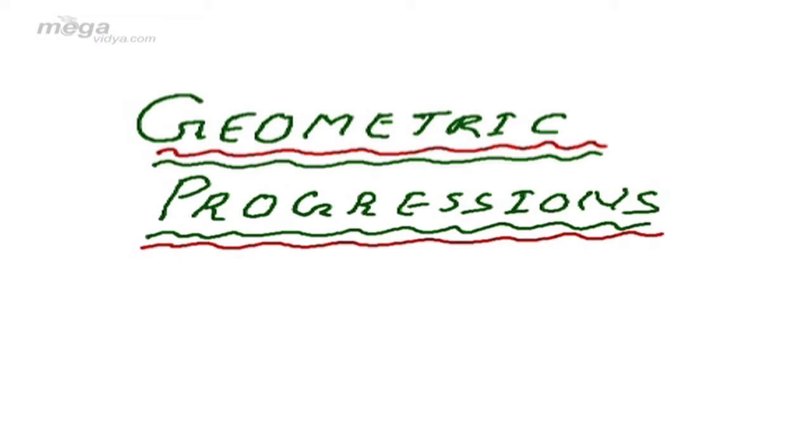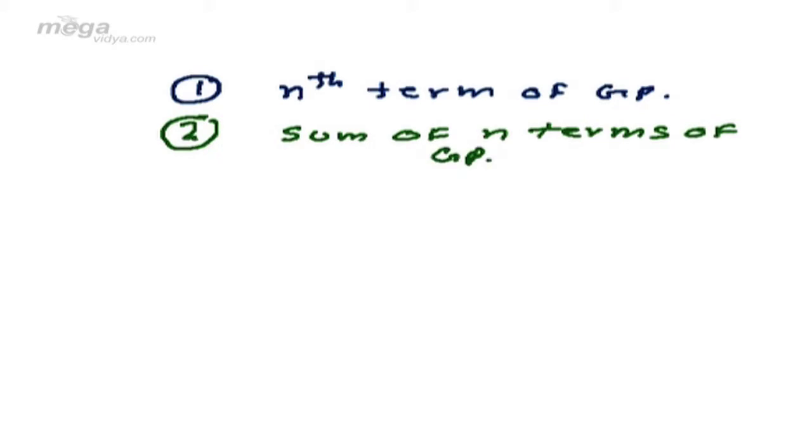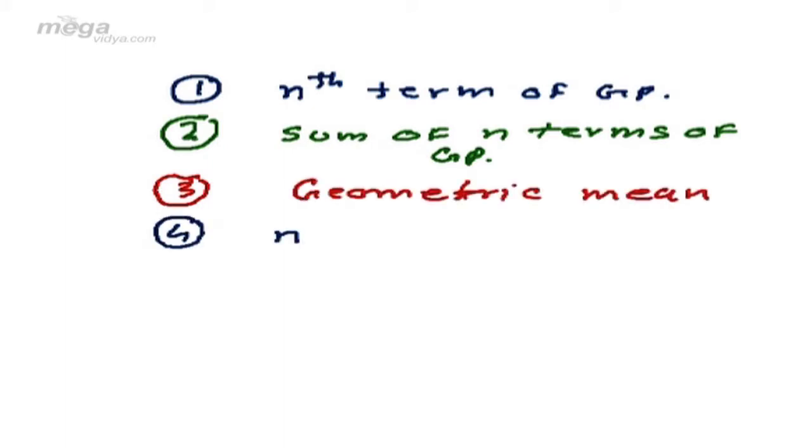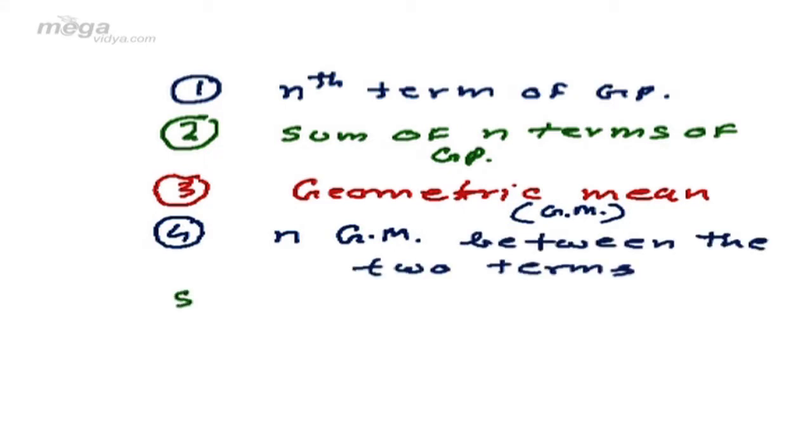I will start the topic that is geometric progression. First, nth term of GP. Second, sum of n terms of geometric progression. Third topic is geometric mean. The fourth one is n geometric means between two terms. And the fifth one is properties of GP. These are the topics we study in geometric progression.